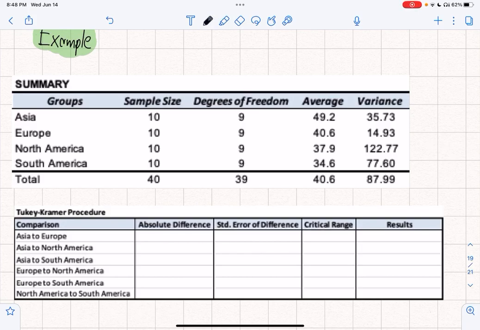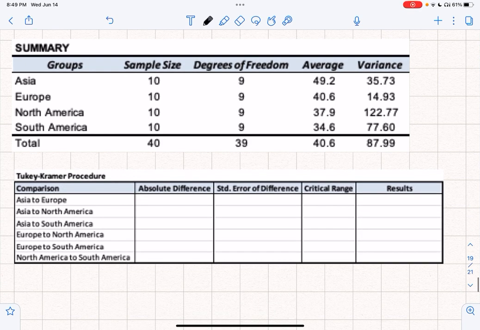All right, so I've copied our summary table down, and now we want to do the Tukey-Kramer procedure. We recall that we rejected the null hypothesis. We have at least one difference in means between our groups. So the first thing to do is to calculate our absolute differences. I've got them all here, so Asia to Europe, that would be Asia minus Europe. Let's go ahead and do all of these.